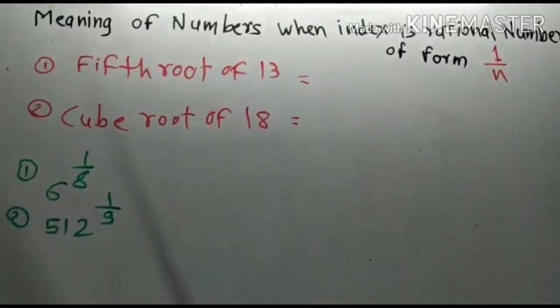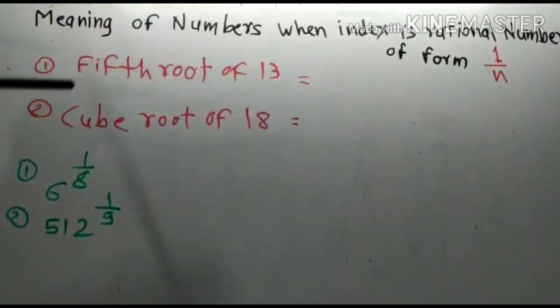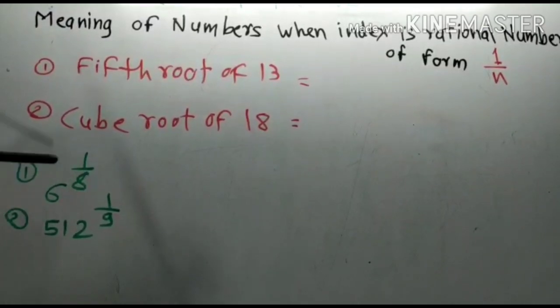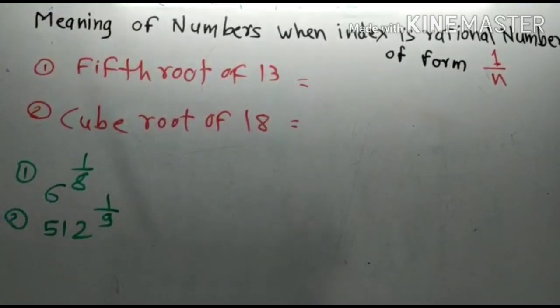There are some examples for you in practice set 3.1. According to it, the fifth root of 30, how do we write it? Cube root of 80. This is expressed in the index form. You have to write these numbers like this, in the nth root of a form. So first we write here.